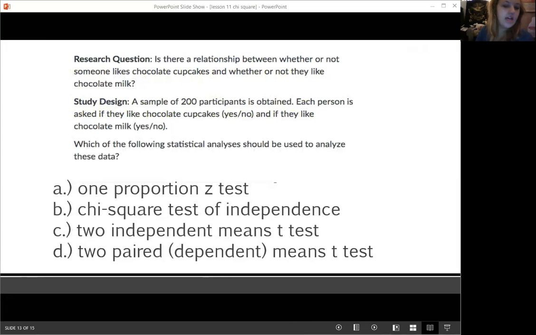So this is kind of going off the idea of what kind of tests you would use based upon the different types of samples we have. All right, try this one.